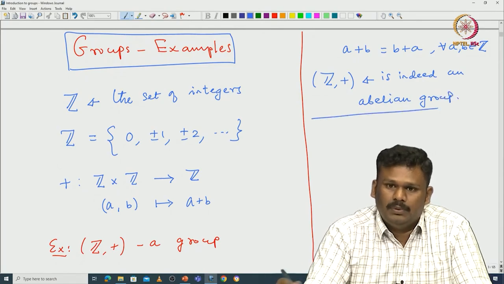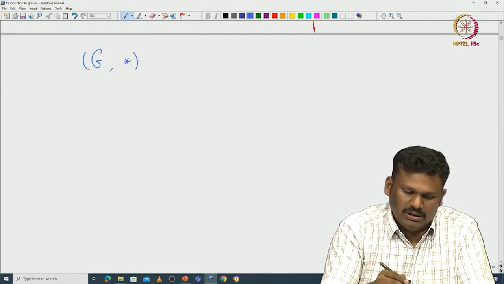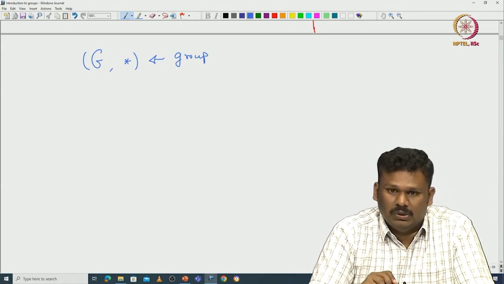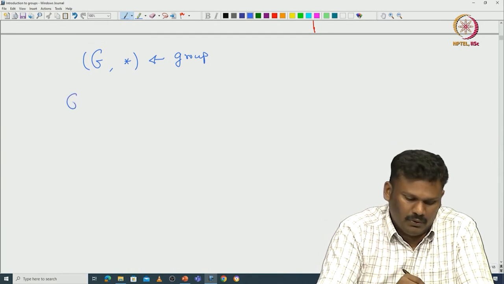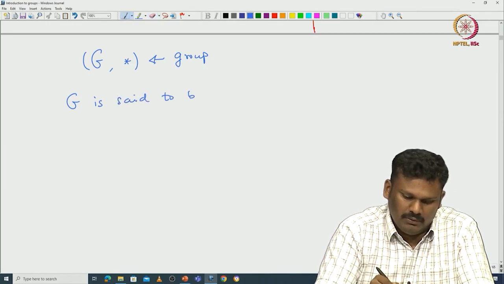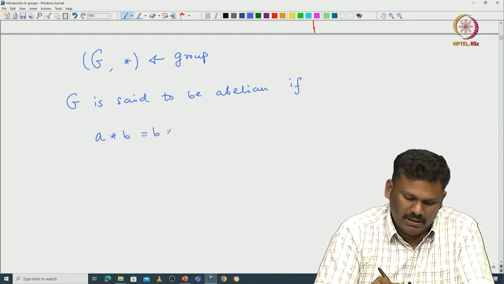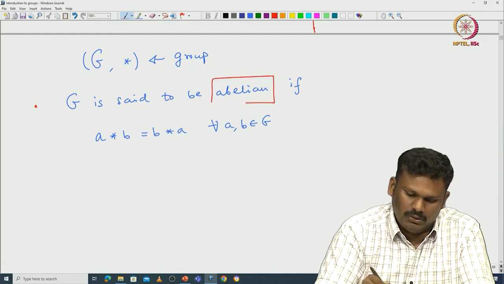In general, what is an abelian group? Let me write it down. You take (G, *), which is a group. Most of the time we suppress the notation star. It is understood that whenever we talk about a group, there is a binary operation behind it. So, instead of saying (G, *) is a group, we simply say that G is a group. And G is said to be abelian if a star b is the same as b star a for all a, b in G. So, this is the definition of abelian groups.